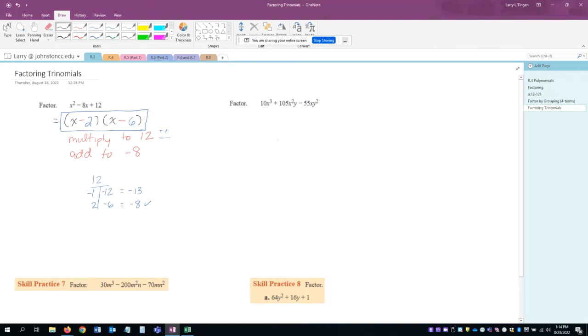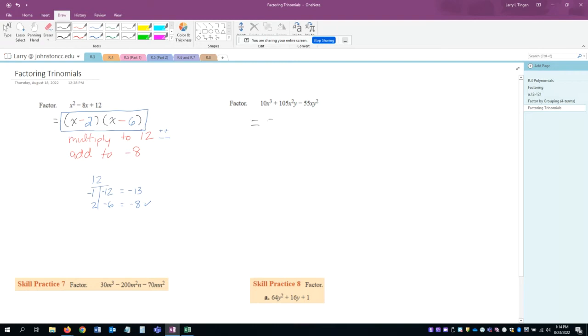So let's come over here to the next problem. I got 10x cubed plus 105x squared y minus 55xy squared. All right, so first step, are there any common factors? Yes, there are. All right, so 10, 105, and 55 are all numbers, obviously. If just the first two have, well, no, all three of them end in 0 or 5, so there's a 5 in there, right?